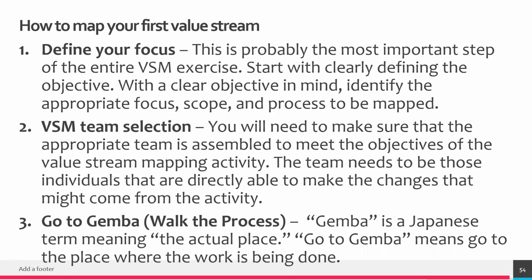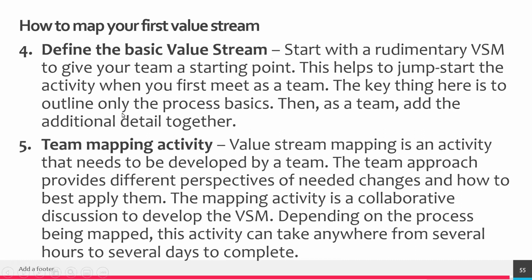And then the third step, what you need to do in order to do the value stream map is do the Gemba, which is basically you need to go and visit the actual place where you need to do the process mapping. And this will give you the observation. You have to go and observe the process.